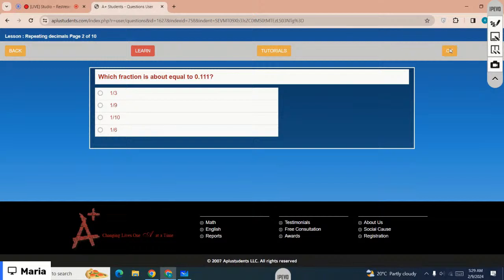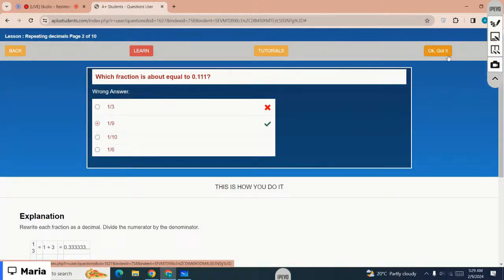Which fraction is equal to 0.11111? Now you're given all the options. You need to convert them into decimal form and then check, right? So you can convert 1 by 3, then you have 1 by 9, then you have 1 by 10, and then you have 1 by 6, right? That is option number 1. 0.111 is close to 1 by 9.